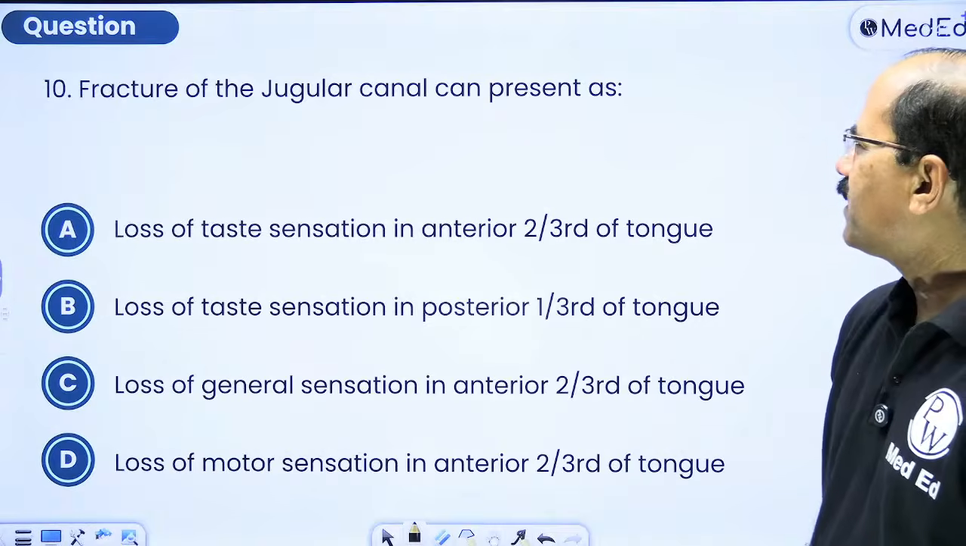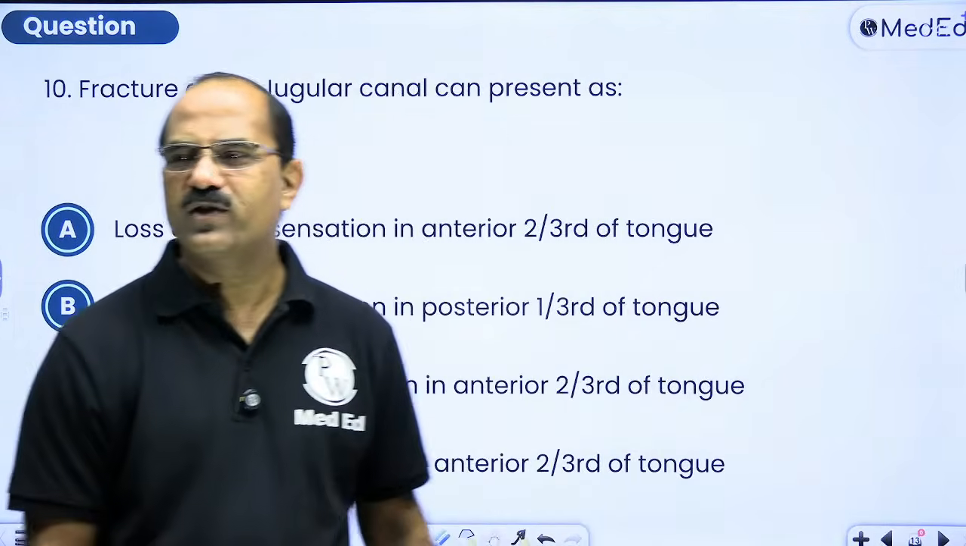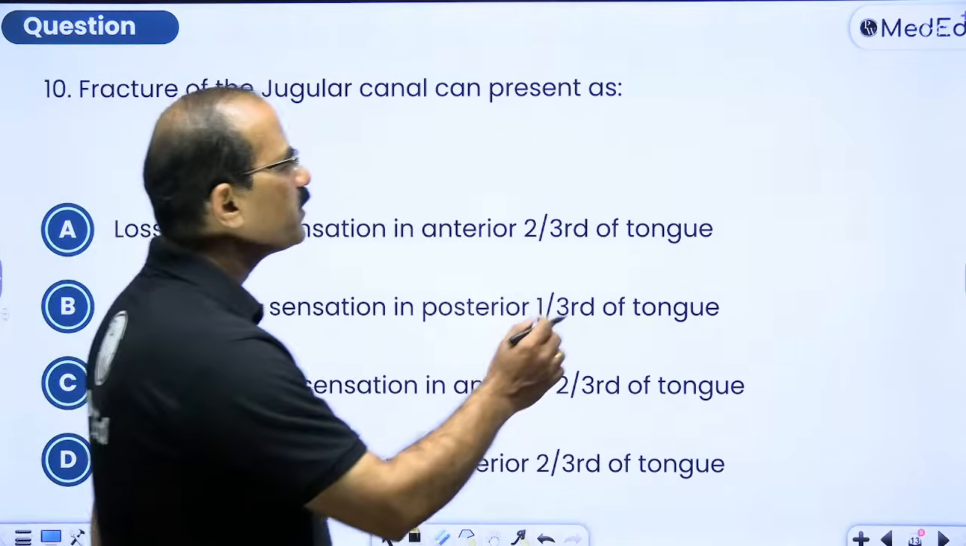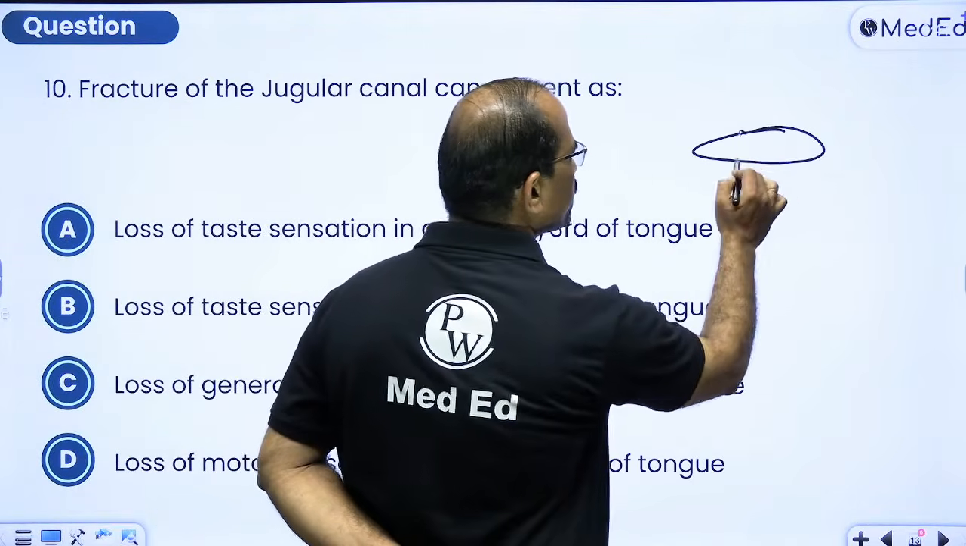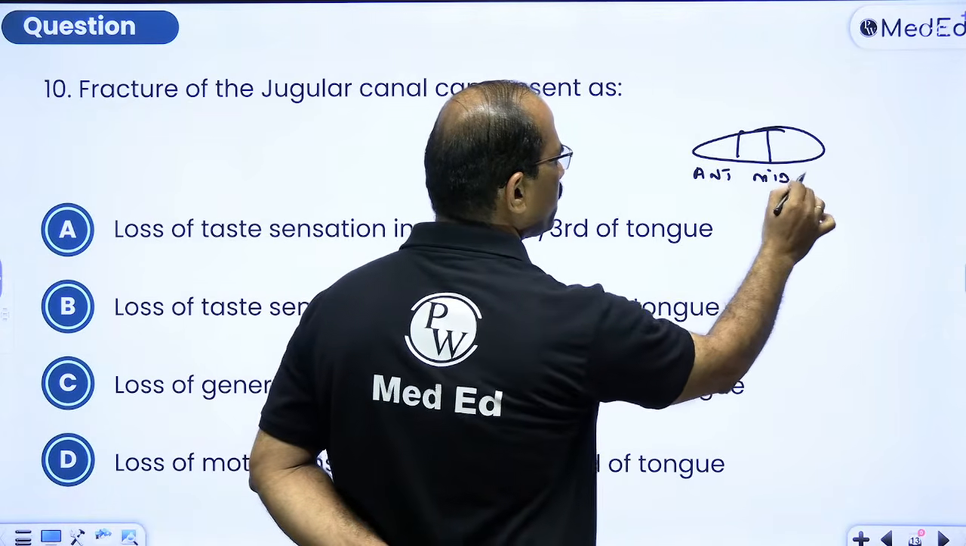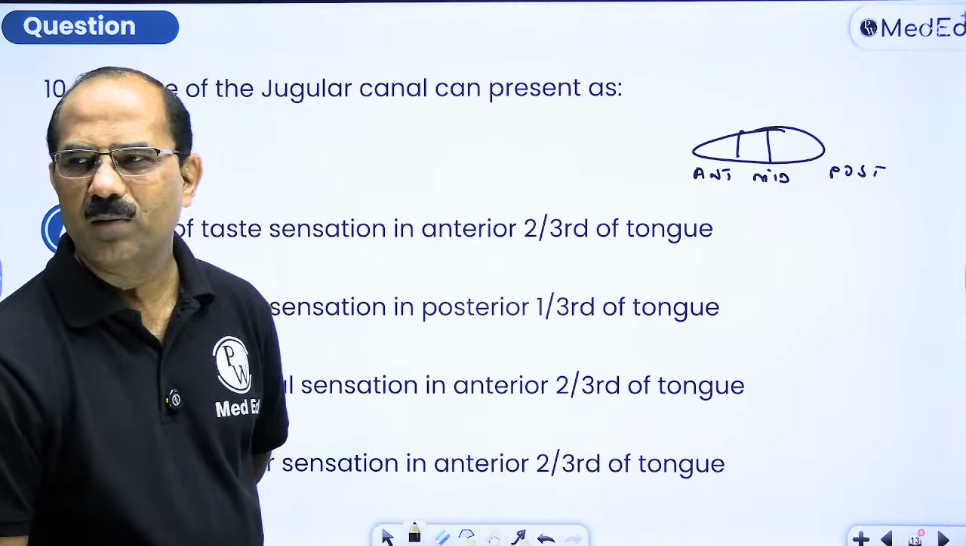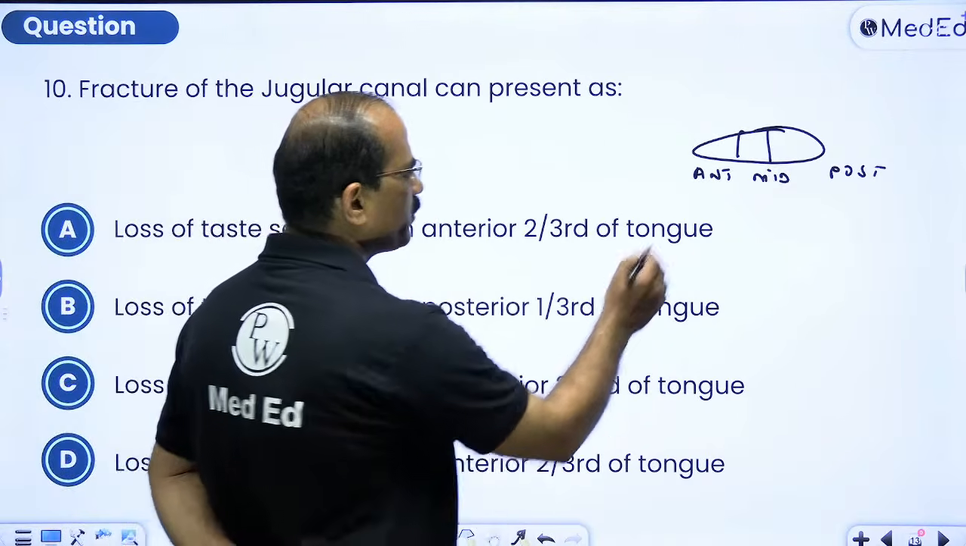चलो, see the next MCQ. Fracture of jugular canal can present as. अब वैसे जुगुलर फोरामेन है. जुगुलर फोरामेन के 3 कंपार्टमेंट्स होते हैं. दिस इज द एंटीरियर कंपार्टमेंट, दैट्स द मिडिल कंपार्टमेंट एंड दैट्स द पोस्टीरियर कंपार्टमेंट. व्हाट पासेस टू द एंटीरियर कंपार्टमेंट बोल सकते हो.